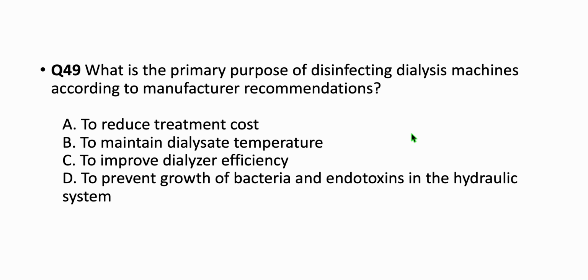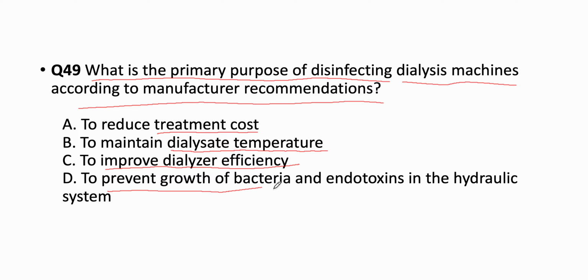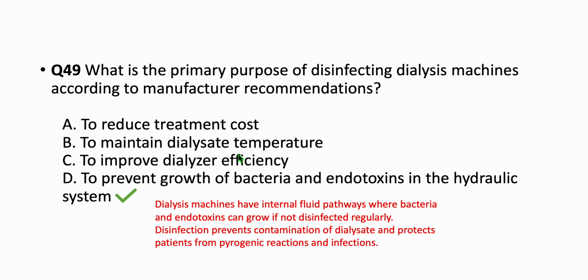Moving ahead to the ninth question, it says, what is the primary purpose of disinfecting dialysis machines according to the manufacturer's recommendation? Option A is to reduce treatment cost. Option B is to maintain dialysis temperature. Option C is to improve dialyzer efficiency. And option D is to prevent growth of bacteria and endotoxin in the hydraulic systems. So this is very easy, I guess. To prevent growth of bacteria and endotoxins, we particularly use disinfectant in dialysis machines. So the explanation part: dialysis machines have internal fluid pathways where bacteria and endotoxins can grow if not disinfected regularly. Disinfection prevents the contamination of the dialysate and protects patients from pyrogenic reactions and infections.